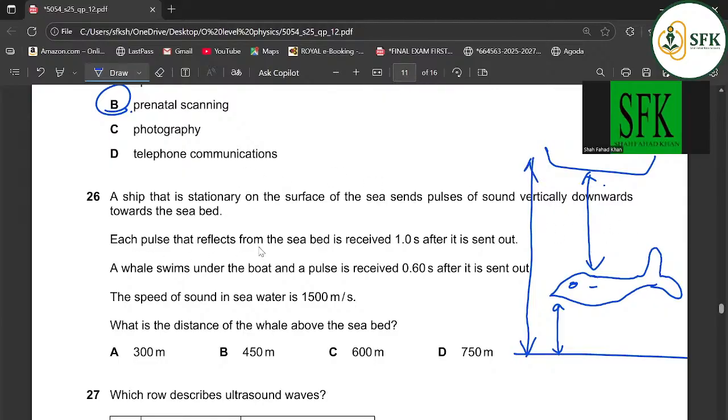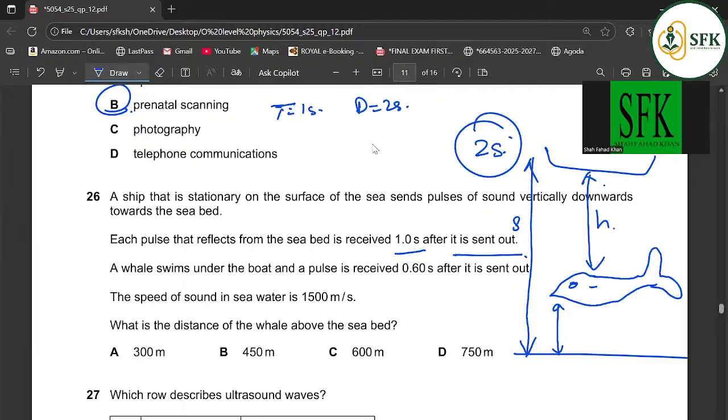So it's received 1 second after it is sent, right? So it's gonna be sent down and then it's gonna come back. So a total of 2s is gonna be measured. Okay, s is the height, and let's say this is h. So the sound wave, as it is sent, it's gonna travel a distance down, and then it's gonna travel a distance up. It's gonna travel a total distance of 2s, right? And the time it takes is 1 second. So time is 1 second. The distance is 2s, and the speed is 1500. So 2s equals, wait.